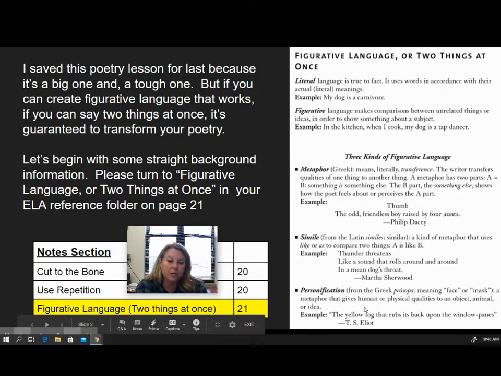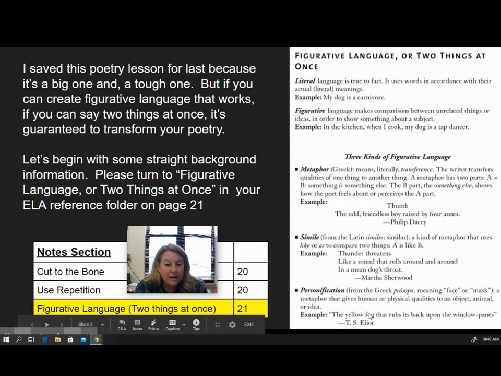Personification comes from the Greek word prosopa, meaning face or mask. It's a metaphor that gives human or physical qualities to an object, animal, or idea. For example, the yellow fog that rubs its back upon the window panes.